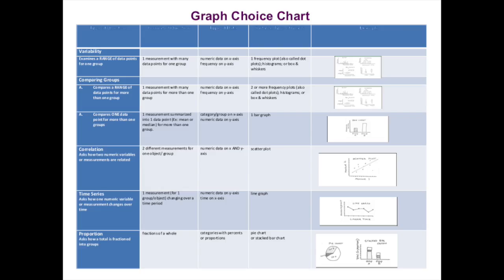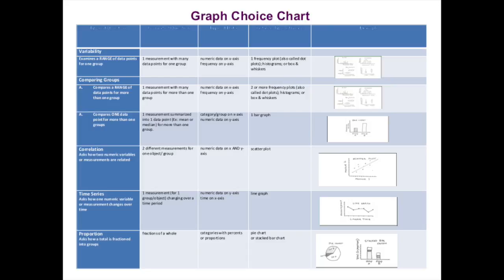This is an example of a graph choice chart that you can use to help you decide what type of graph is best for your research question. In the left-hand column is the type of questions and their descriptions. The next column describes the format of the question so you can easily recognize it. The next column includes the type of data that is appropriate for each question. And the fourth column is the suitable type of graph.